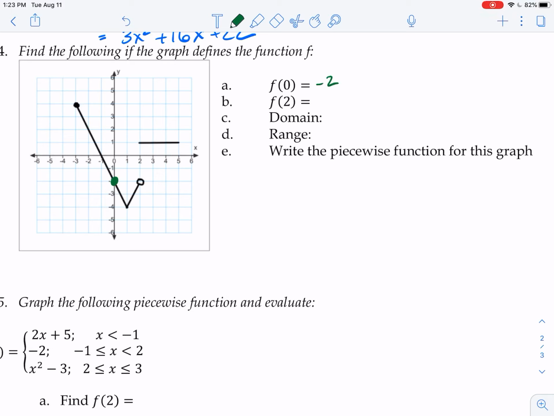But notice I have an open circle here. That means it's undefined. That means it approaches that, it gets infinitely close, but it never actually gets to that value. But notice it's jumped up here. They didn't put a closed circle, but they could have.